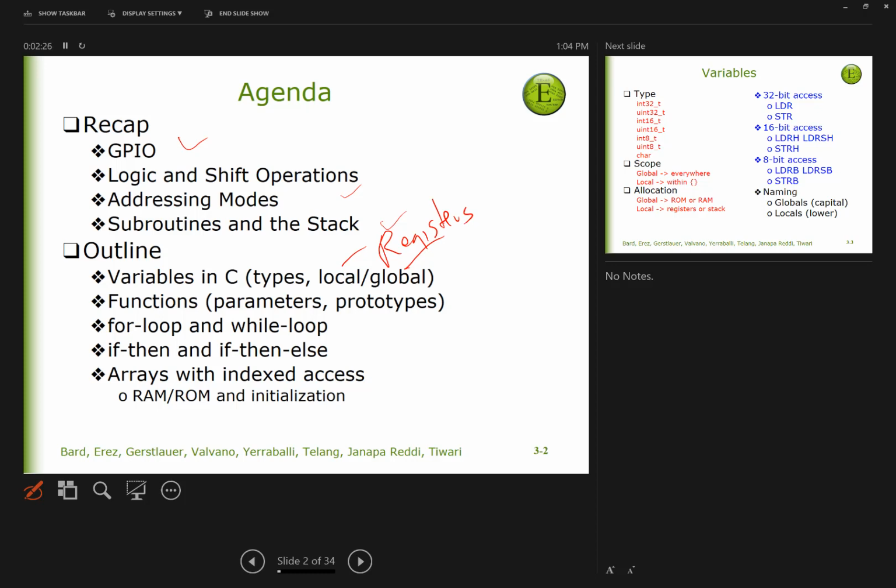All right, and now what we're going to do is add more features, both in C. We're going to do C today. We'll do these again in assembly language later. How do we create functions? How do we pass parameters? How do we create arrays? And that is where we're going.